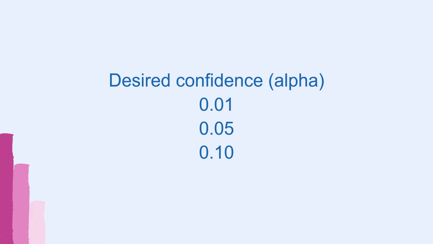Class, in the alpha level, you have three: 1%, 5%, and 10%. Correct me if I'm wrong. That's 0.01, 0.05, and 0.10. If it's 0.5, that's 50%. That's too much already for the margin of error. So again, we're only playing with 1%, 5%, and 10%, oftentimes referred to as your alpha level. It is your alpha level.